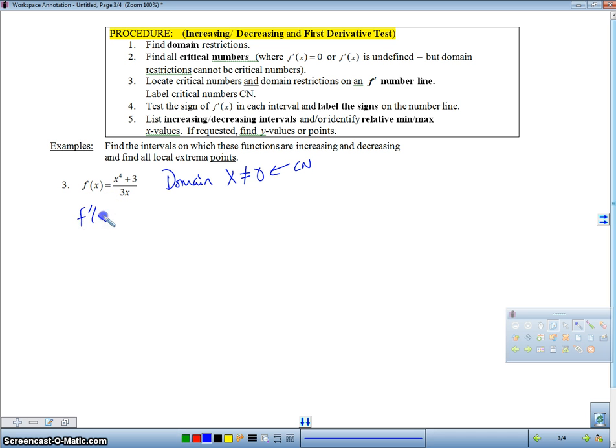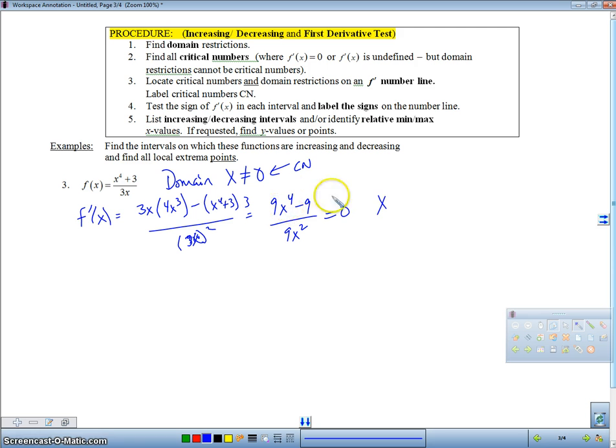So we're going to take our derivative, using the quotient rule: low d-high minus high d-low, square the bottom, and away we go. I'm going to simplify that a little bit: 9x to the fourth minus 9 over 9x squared. We set that equal to 0, so 9x to the fourth minus 9 equals 0. Factor out our 9, and we get x equals plus or minus 1.